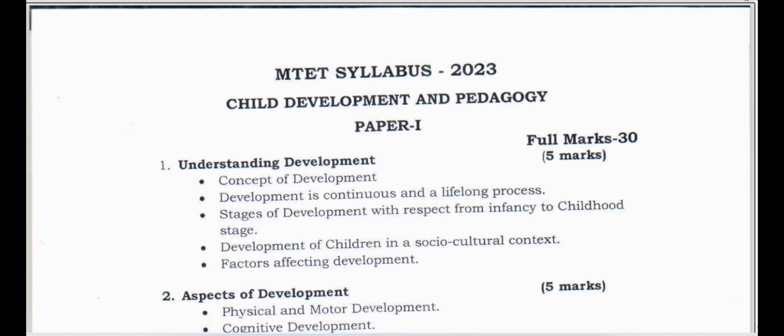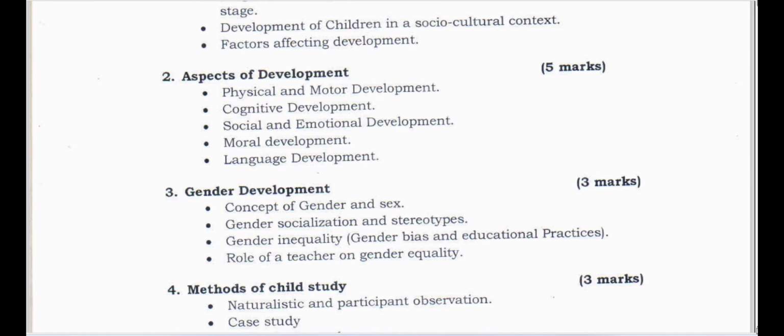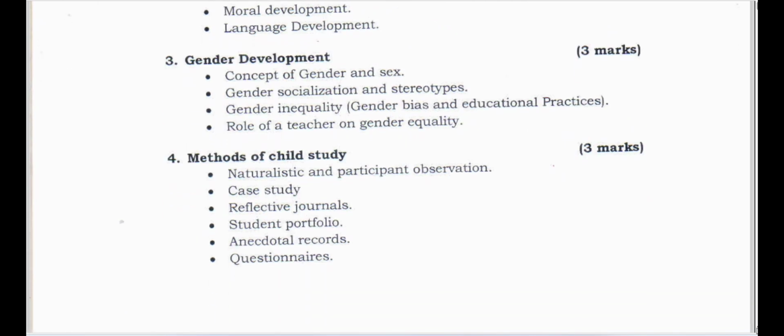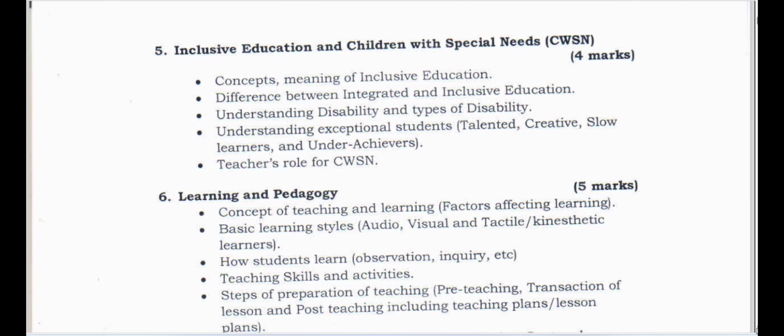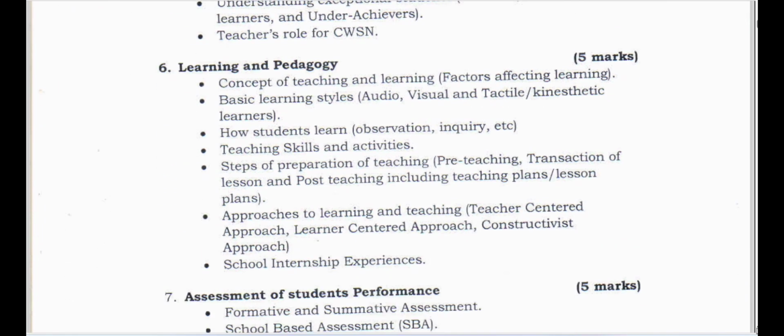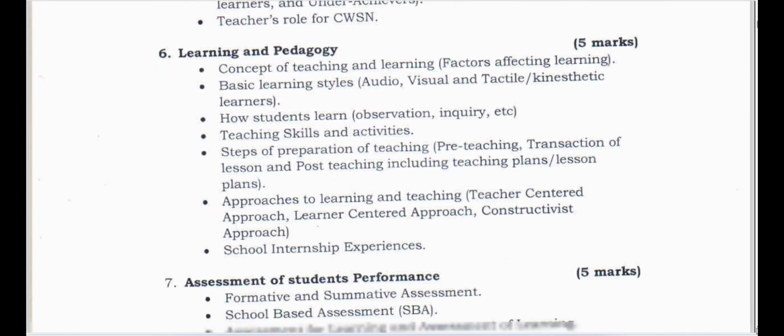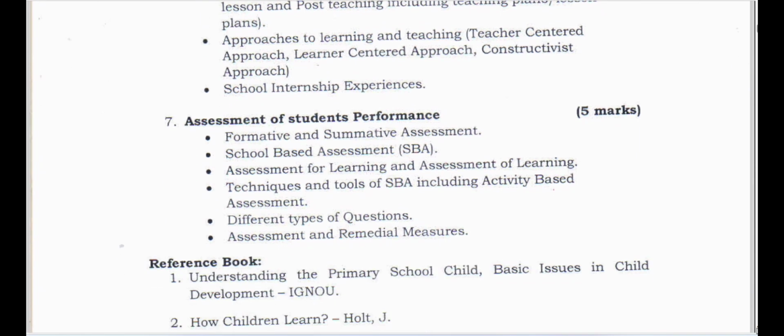What you have seen is that there are 7 units. Unit 1 is for 5 marks, unit 2 is for 5 marks, unit 3 is for 3 marks, unit 4 is for 3 marks, unit 5 is for 4 marks, unit 6 is for 5 marks, and finally unit 7 is for 5 marks. When you add all this, you are going to get 30 marks.